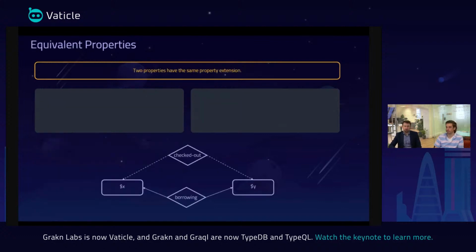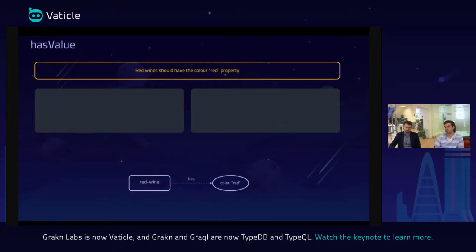And we can also do equivalent properties. Let's say someone that has borrowed a book has also checked it out, and that's also something that we can model here using a rule in TypeDB. And if we want to infer that red wines should have the color red property, we can infer that with this restriction and also with this rule here that says that if anything is of type red wine, they must also have an attribute of type color with the value red.